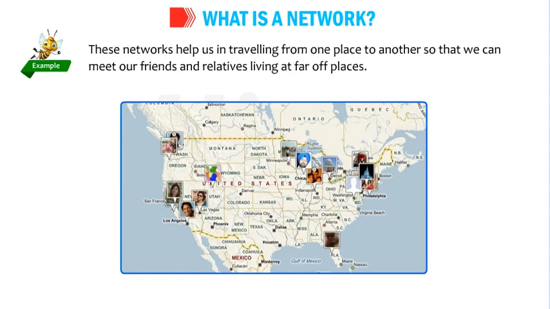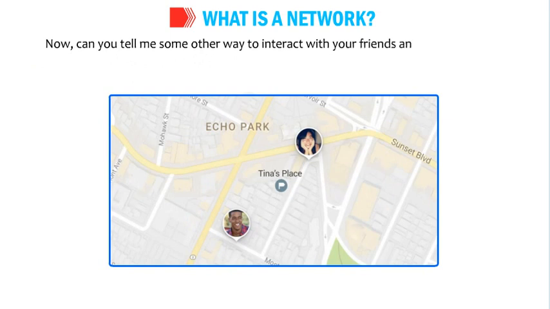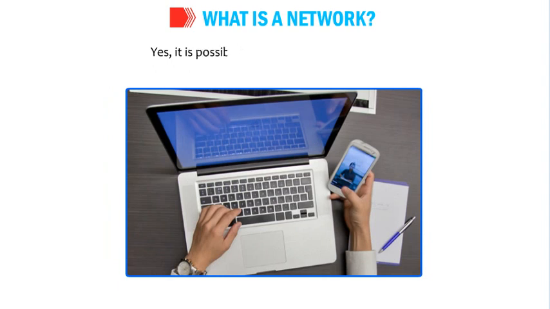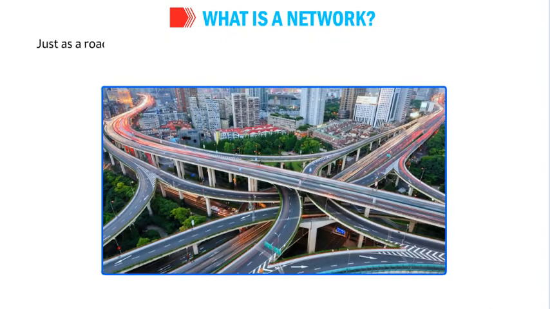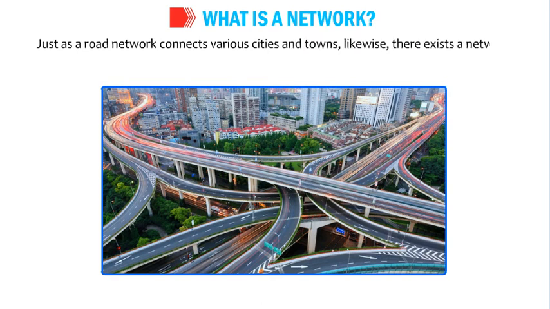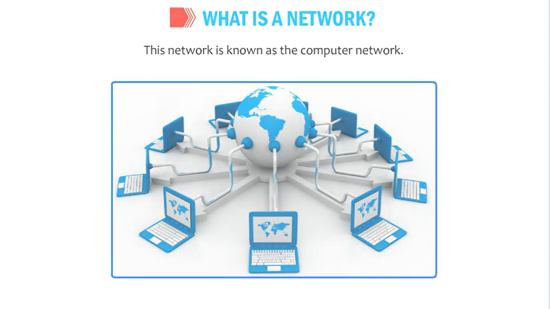living at far-off places. Now, can you tell me some other way to interact with your friends and relatives rather than meeting them personally? Yes, it is possible via computer or smartphone. Your computer or smartphone can help you in this task only if it is connected to the respective device at the other end. Just as a road network connects various cities and towns, likewise there exists a network that connects different computers with each other. This network is known as the computer network.